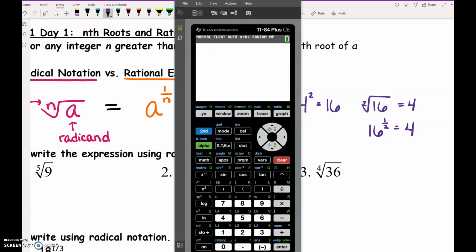So I happen to have a calculator here. 16 raised to the 1/2 is 4, because an exponent of 1/2 is the same as a square root. 25 raised to the 1/2 is 5, because an exponent of 1/2 is the same as the square root.